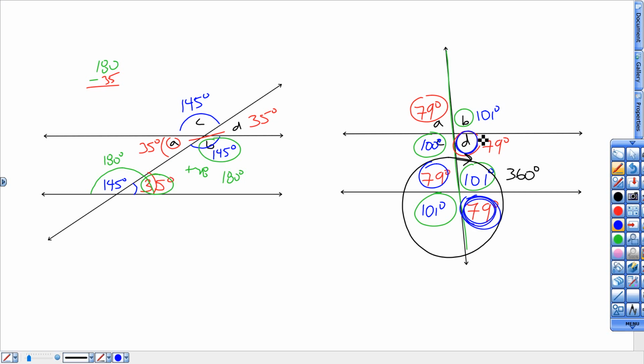Corresponding angles are equal. Alternate interior angles on opposite sides of that slicing line are equal. These angles, though, on the same side, those aren't equal. Those are supplementary. Those add up to be 180.